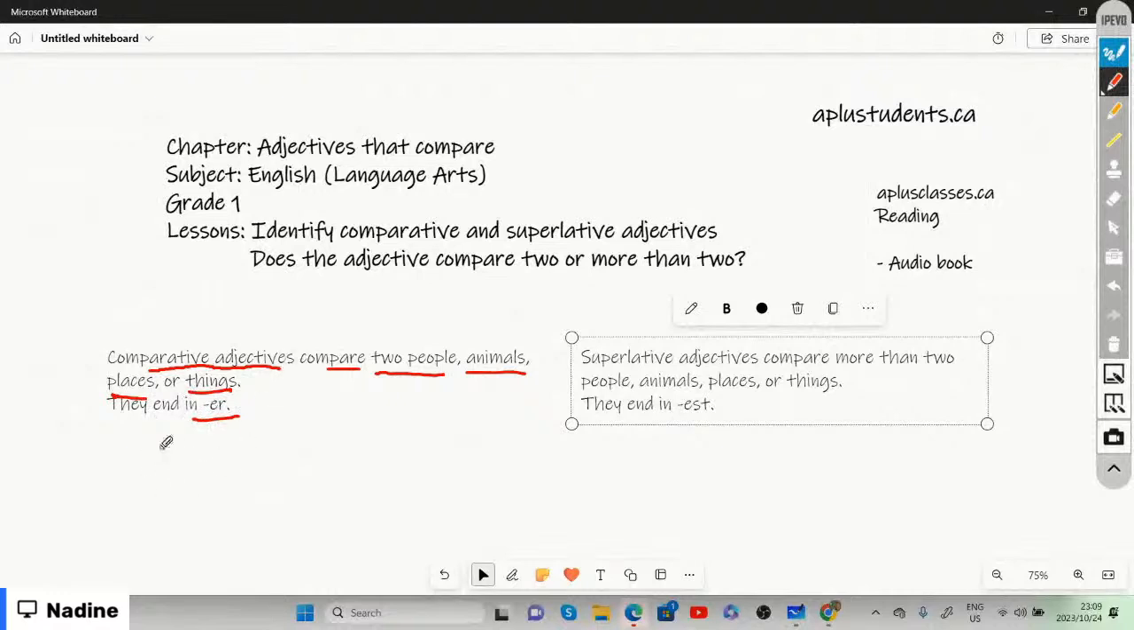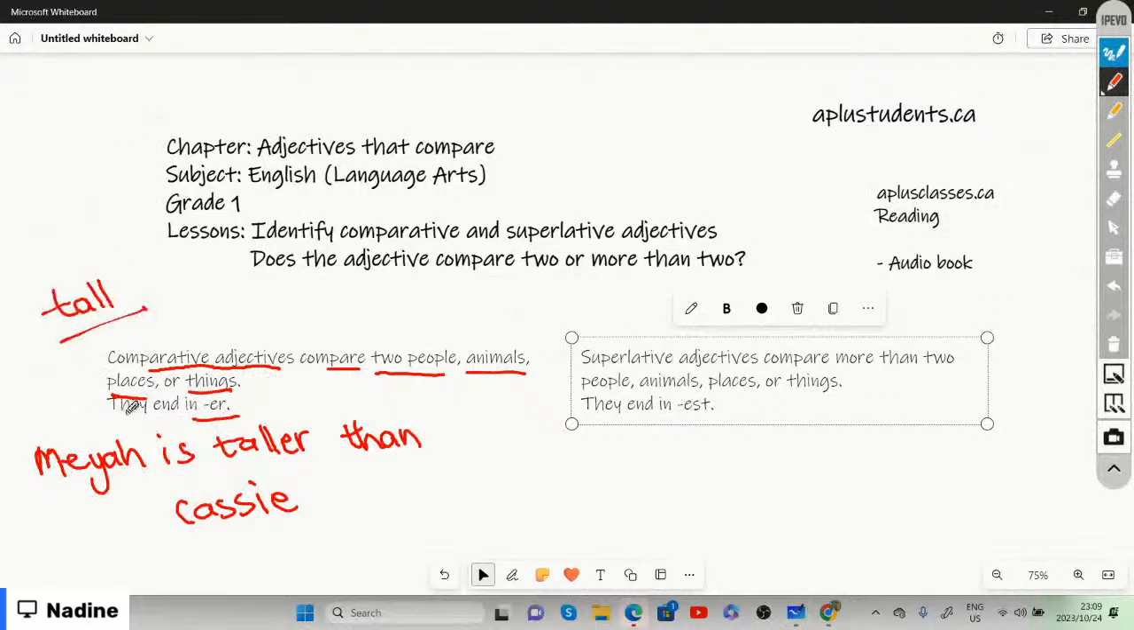So if we compare how tall Mia is to Cassie, then we can say Mia is taller than Cassie. So our base word was tall, right? But now if we compare these two, which is a comparative adjective, we add er to that word. So now we say it's taller. So we say Mia is taller than Cassie.